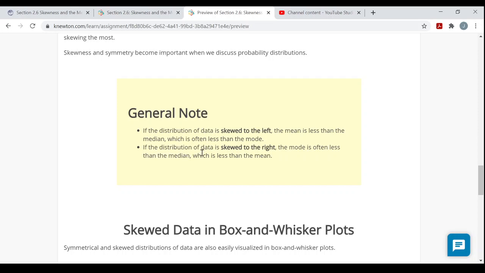If the distribution of data is skewed to the right, so that means it's thicker on the left, thinner on the right, stretched out more on the right, the mode is often less than the median. Again, often, that doesn't mean it's always happening. But the median should be less than the mean. The mean should be greater than the median in a skewed right distribution.